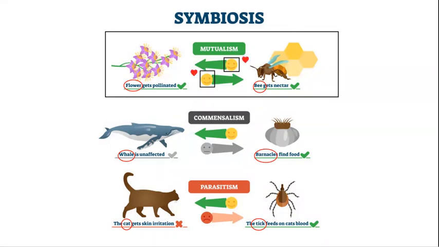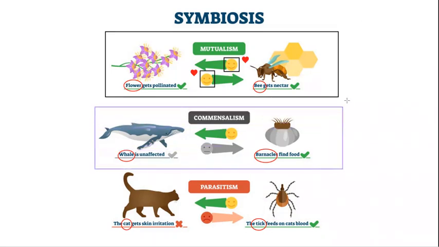What about the second type of symbiotic relationships? Here we're talking about commensalism, like the relationship between whales and barnacles. Barnacles benefit, they go to waters rich in food with whales. Whales are unaffected. So here we have barnacles happy, whales do not care.